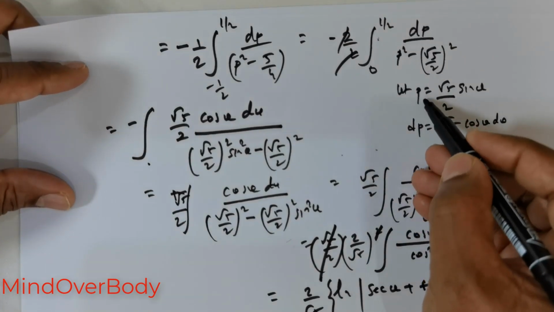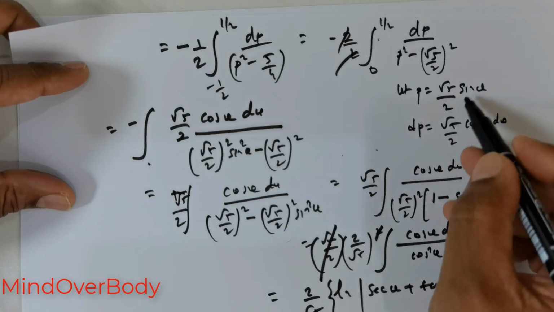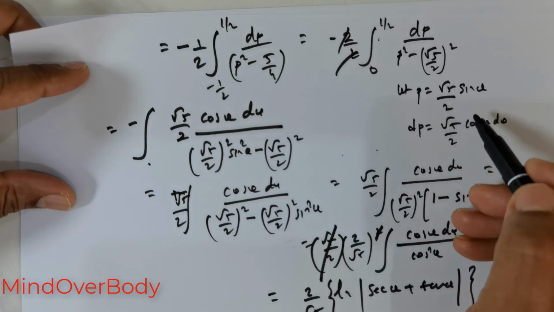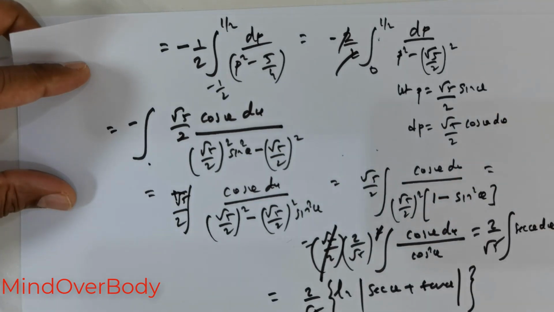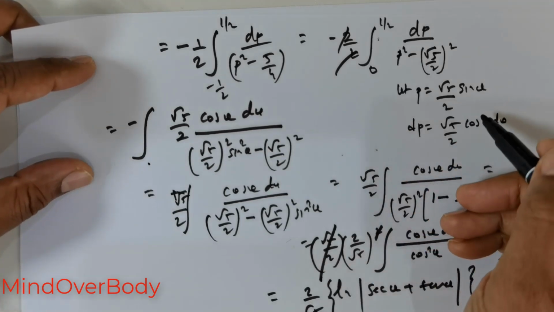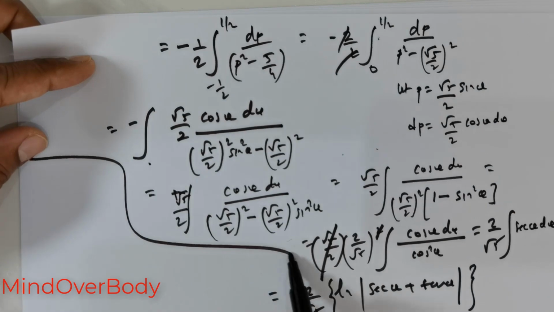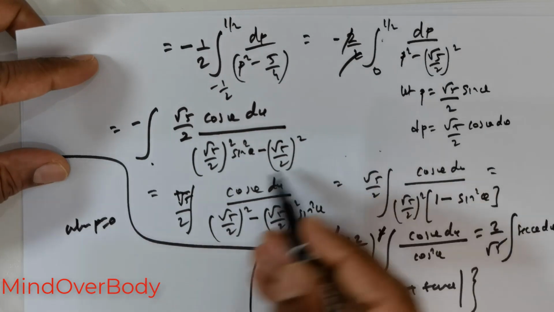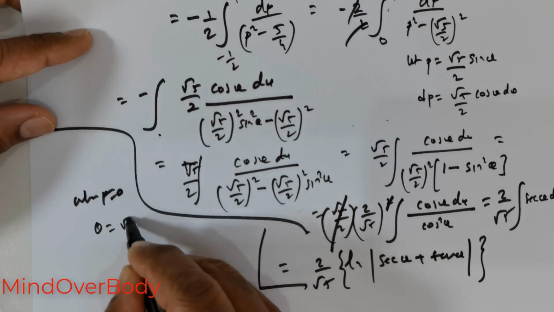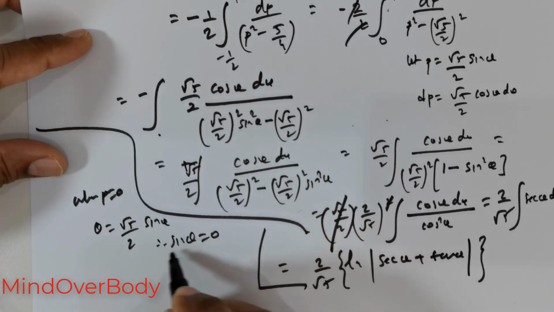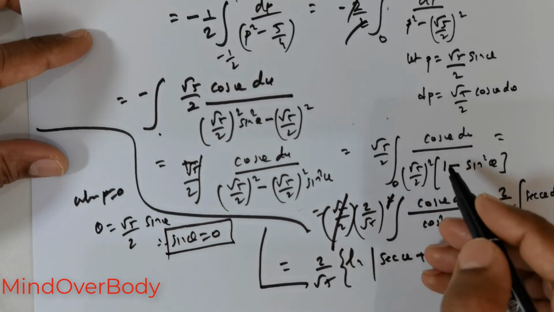Now come back to this point. Let p is equal to root of 5 over 2 sine theta. This is what we have got, right? So from here I can extract the value of sine theta. How? When p is equal to 0, what happens? You got 0 is equal to root of 5 over 2 sine theta. Therefore sine theta is equal to 0. So the lower limit is 0 here.